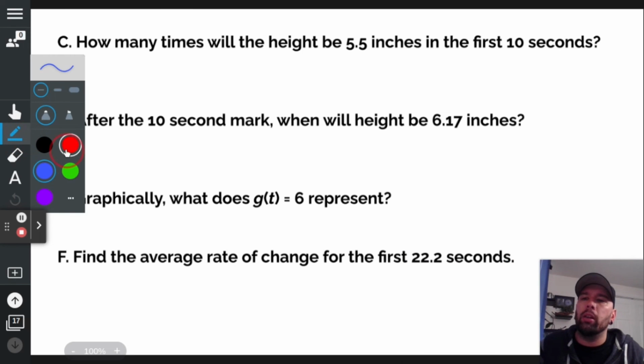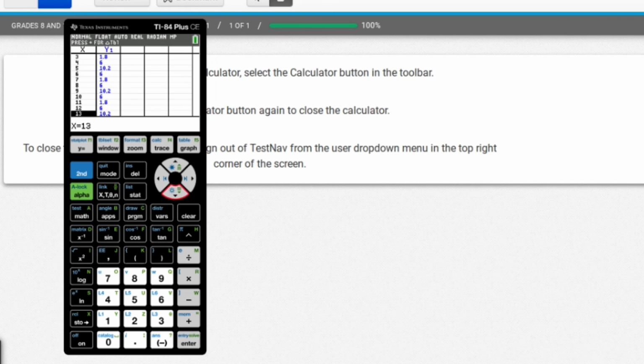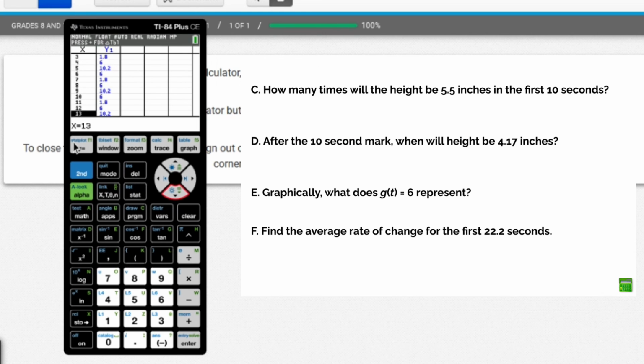Maybe all of these are calculator problems. I still have the equation in my calculator, so no need to worry. How many times will the height be 5.5 inches in the first 10 seconds? All right, so calculator.